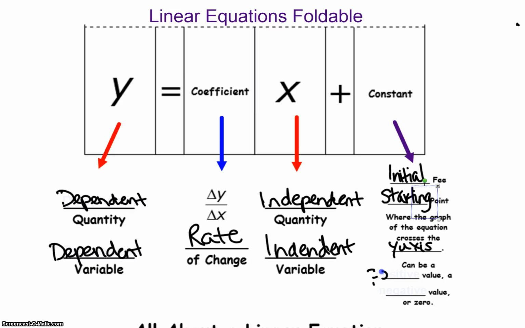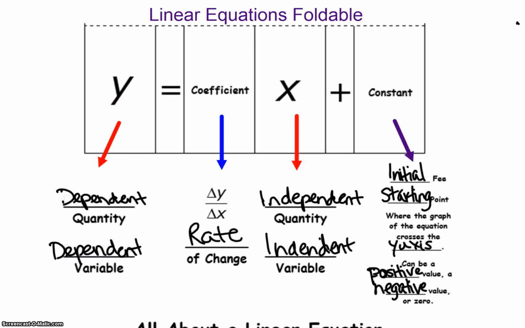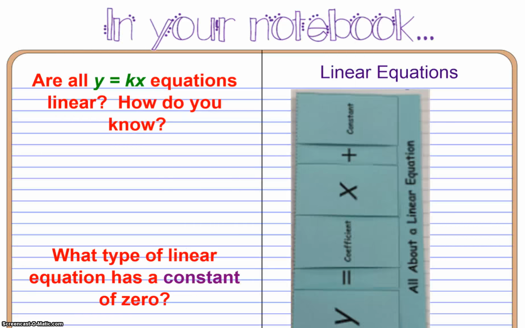It can be a positive or a negative value, or it can be 0. So make sure you have your foldable filled out, and we will glue it inside on Wednesday. Also make sure you have the white packet that you were handed in class. That's what you're going to be doing in class tomorrow, and you have the orange foldable filled out, and we can glue that in on Wednesday.